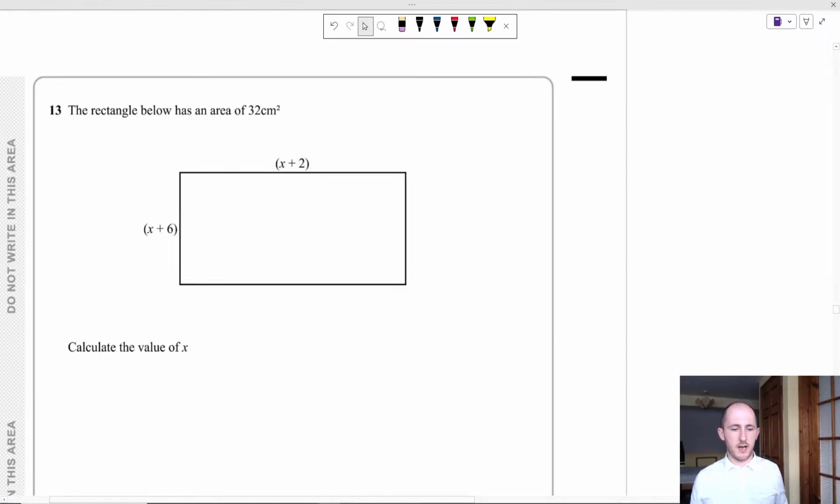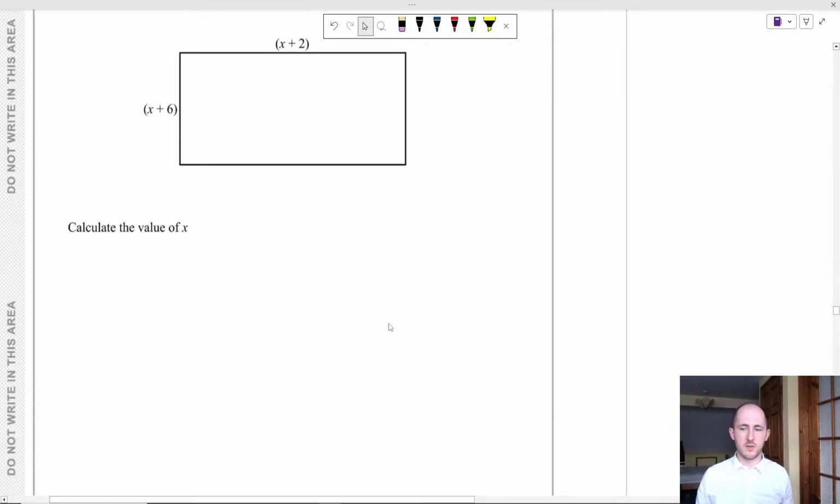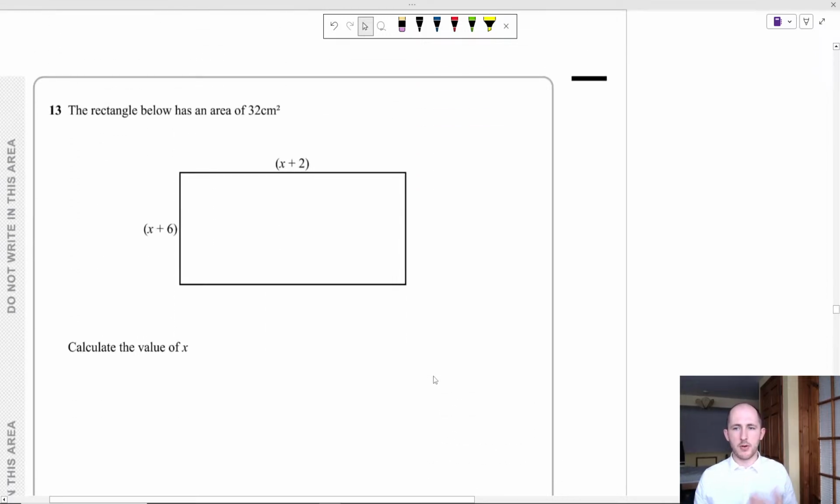Okay, so this is another kind of problem-solving type question. The rectangle below has an area of 32 centimeters squared. Calculate the value of x. Just in terms of exam technique, at this point you should hopefully be doing, A, as many past papers as possible for practice, and B, learning exam technique so you can get at least 1 mark. Some students would leave this blank and get 0. I'm going to show you how to get at least 1 mark in any question.